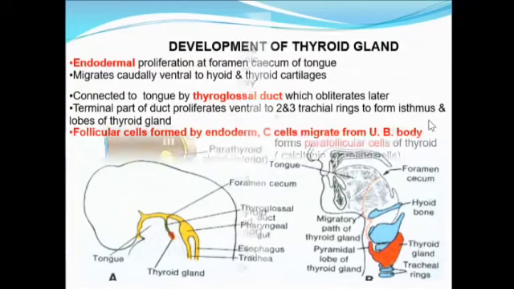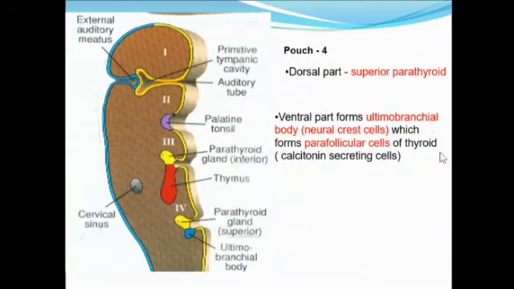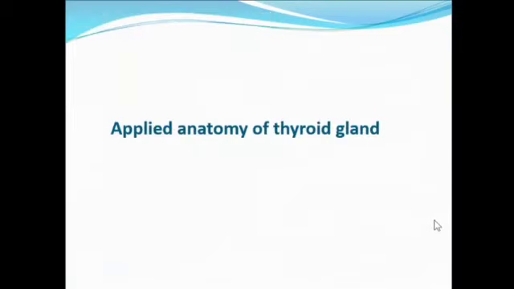In the diagram you can see pouch 4. The dorsal part forms the superior parathyroid, and the ventral part forms the ultimobranchial body, which forms the parafollicular cells of the thyroid, that is, the calcitonin secreting cells. Now we'll come to the applied anatomy of the thyroid gland.